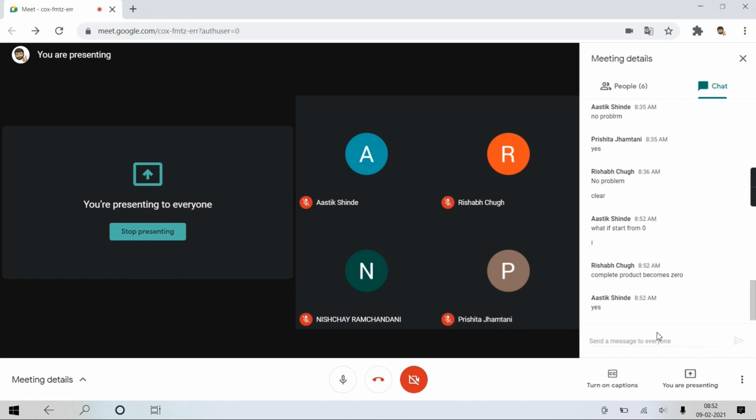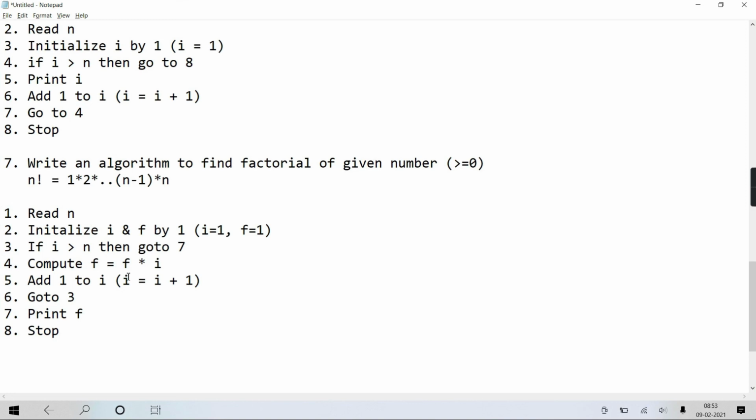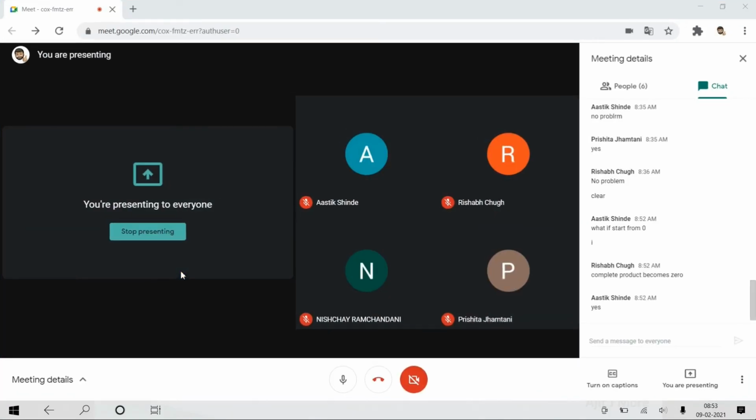Got it? He's saying yes, means he got it. So here, as every time I am multiplying I with f, f is equal to f into I. If you start I with 0, then 0 multiplied by f is 0. So though later I becomes 1, there is no meaning, because f is 0 only. Some may do it in the reverse order. They will start I from n and keep decreasing.